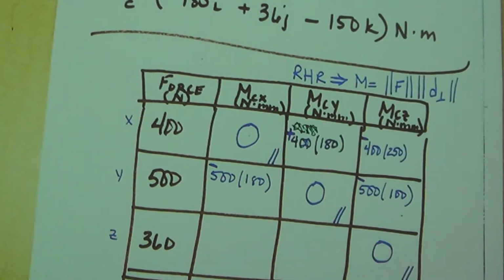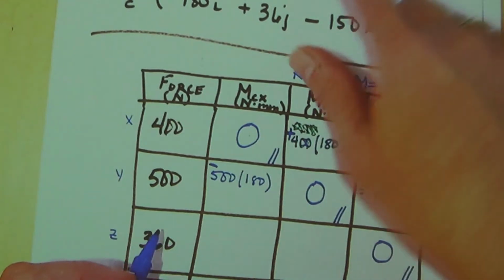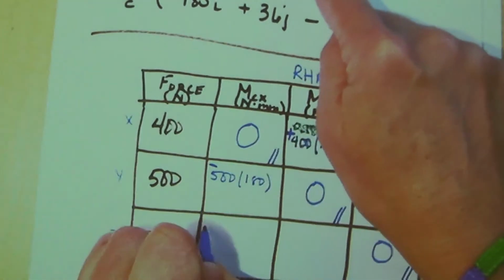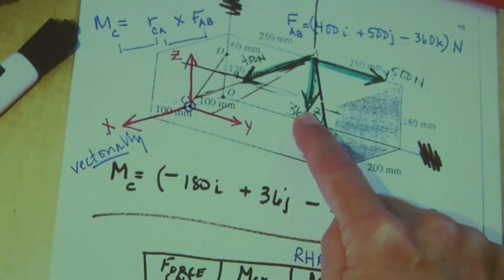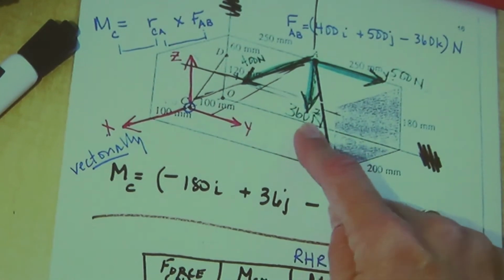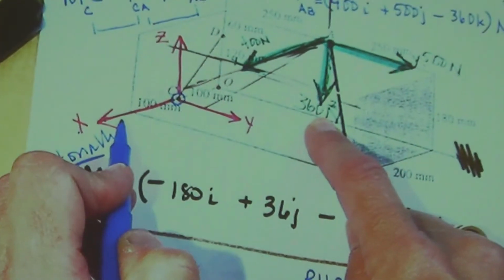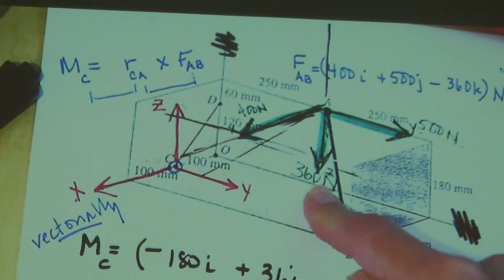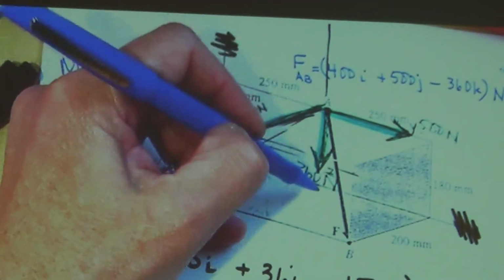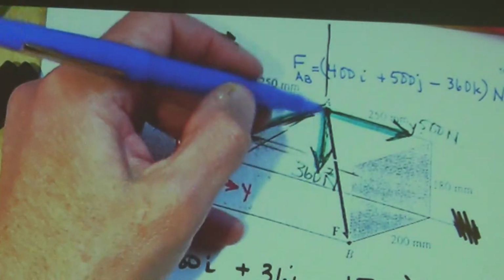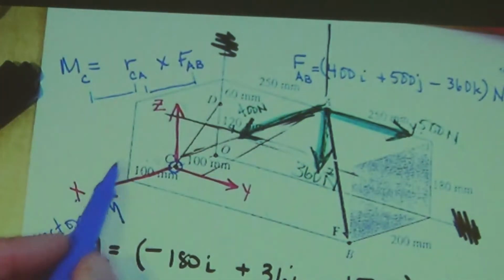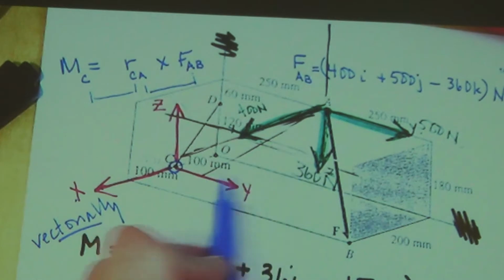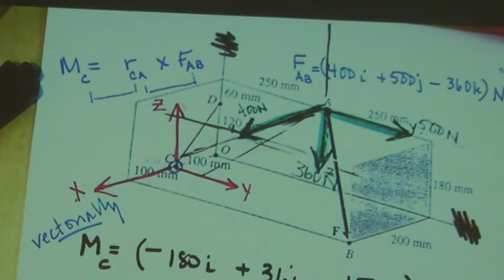360. So 360 is here. I'm trying to find the moment about the x-axis. The perpendicular distance has to be in the y. So the force is in the z. So 250. Positive or negative? It's negative.